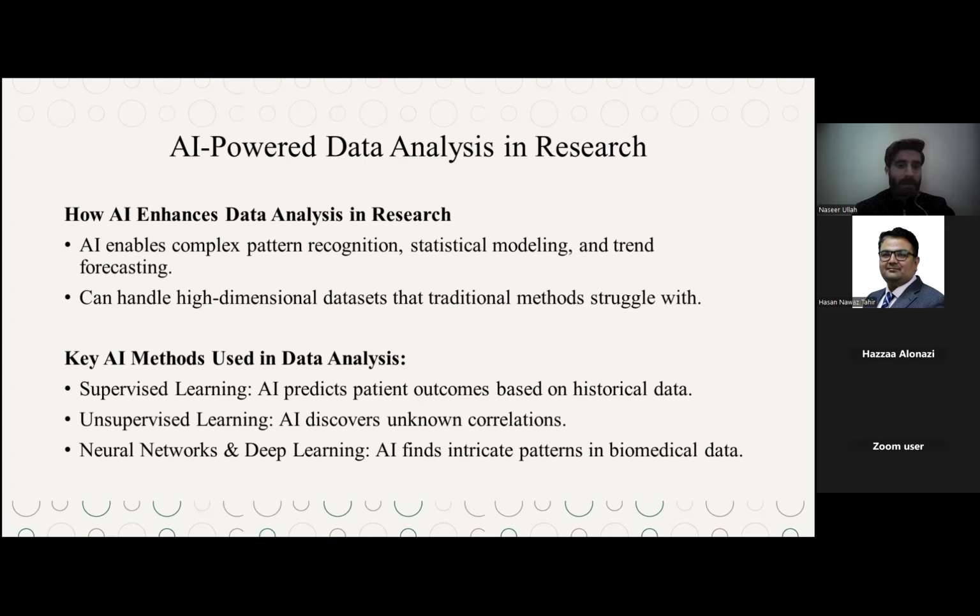Now, key artificial intelligence methods used in data analysis. These are some AI methods which are used in data analysis. Supervised learning: AI predicts patient outcomes based on historical data. Unsupervised learning: AI discovers unknown correlations. Neural networks and deep learning: these are used to find intricate patterns in biomedical data.